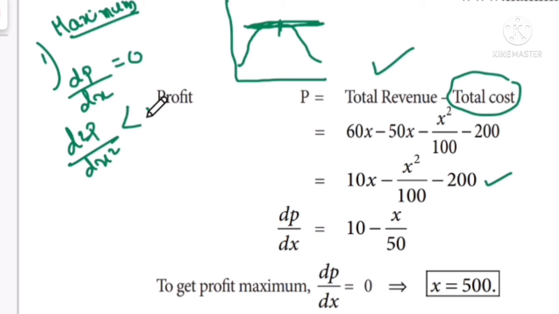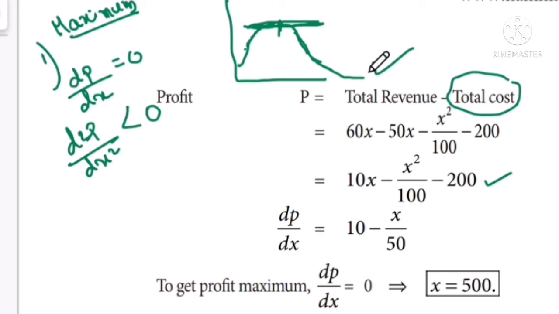And maximum means it will be less than 0. That means the tangent is increasing. At the maximum point, what will happen? You start decreasing. After the maximum, the slope will start decreasing. You can see the slope increasing and then it starts decreasing. It will decrease when it is maximum.